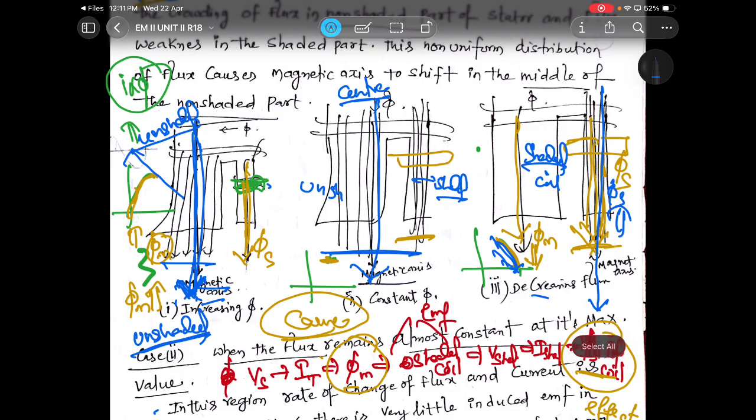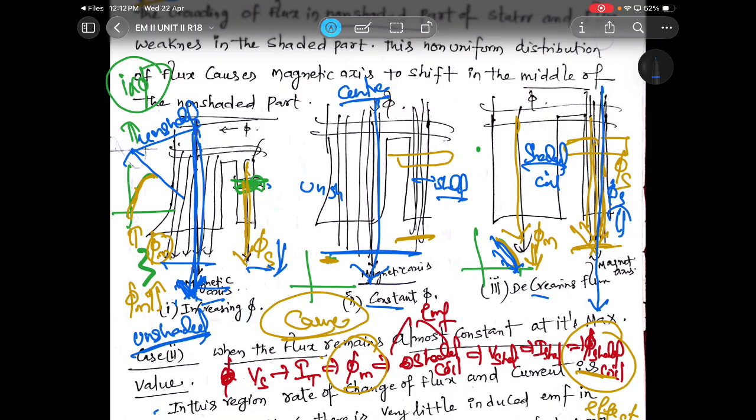So the AC waveform is increasing, constant and decreasing. Can you conclude the things here? When the main field flux is increasing, the shaded coil flux is opposite to the main field flux, by Lenz's law. When it is increasing, the flux in the shaded coil reduces, and the magnetic axis is available only in the unshaded portion. When the main field flux is constant, the magnetic axis is in the middle. When the main field flux is decreasing, the shaded coil flux is more, so the magnetic axis is available at the shaded coil portion.